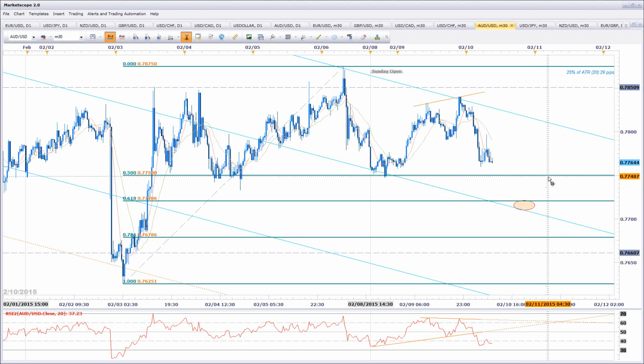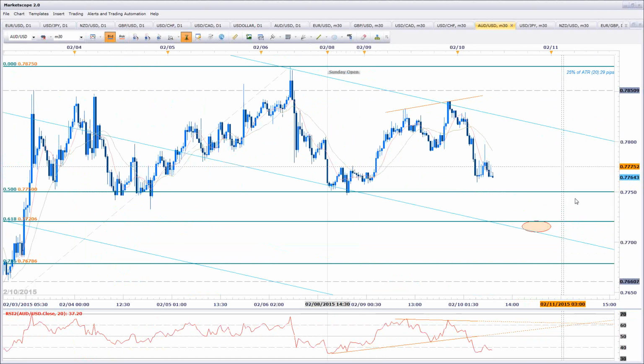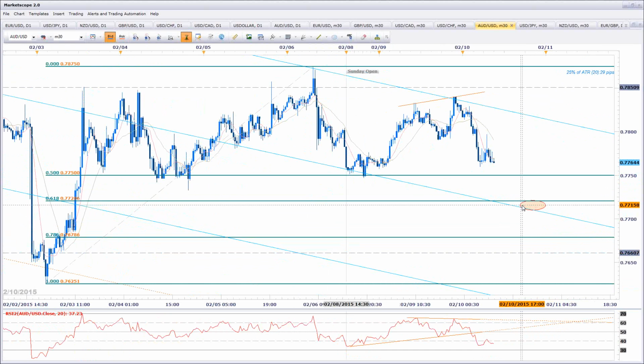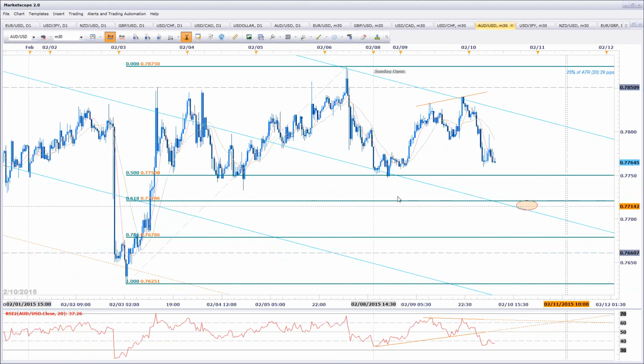Coming close to target, the initial target 77.50 on Aussie. And again, that's the secondary region we'll be looking for if we break the weekly opening range low.